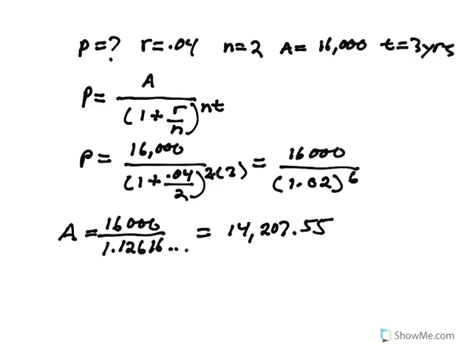And round it to the nearest cent, and you get 55 cents. So therefore, $14,207.55 should be deposited today at a rate of 4% compounded semi-annually in order for it to accumulate up to $16,000 in 3 years. All right. So that's how you do that kind of situation.